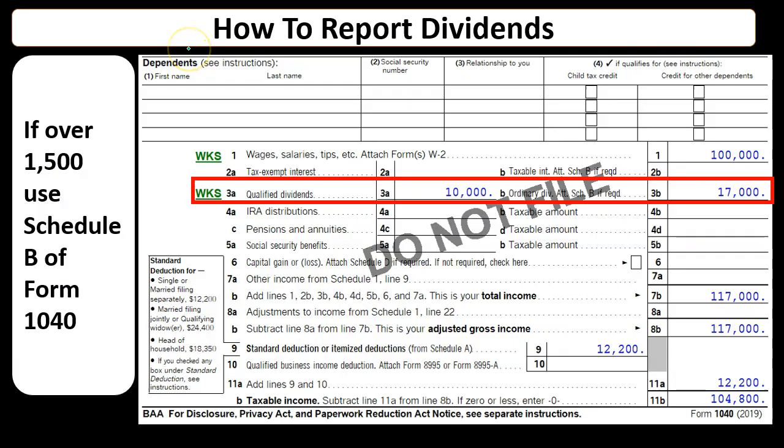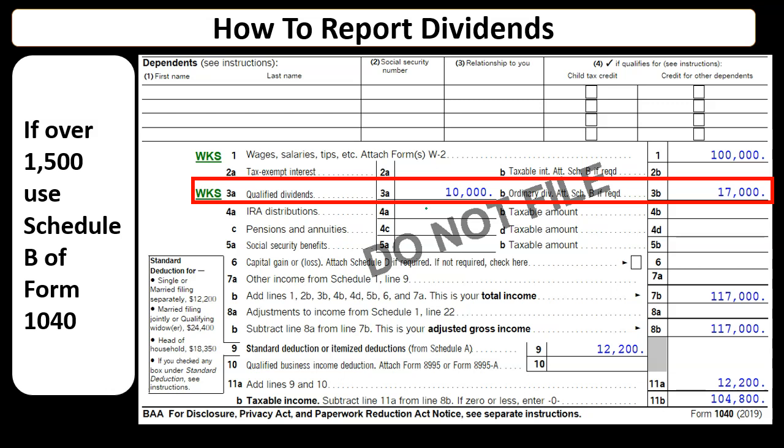How's this going to be reported on the Form 1040? This is the first page of the 1040. We see here on line 3A, where we have the qualified portion, there's the 10,000. And then on 3B, we have the full amount. So the full amount is 17,000. Of that 17,000, 10,000 of them are qualified, and therefore 7,000 of them are not qualified.